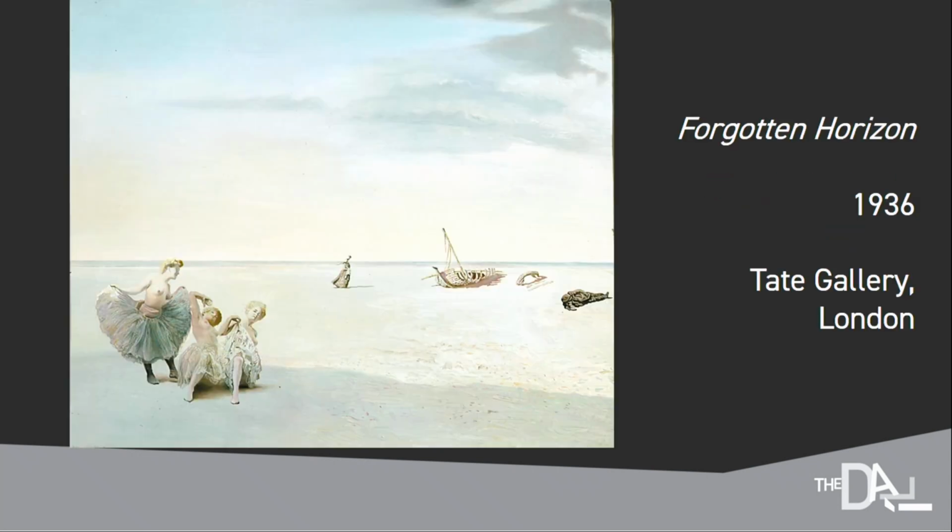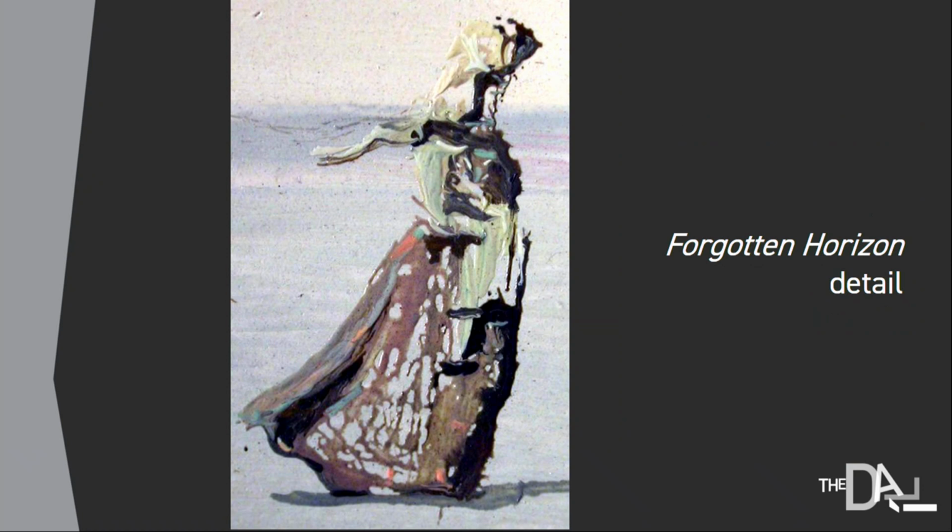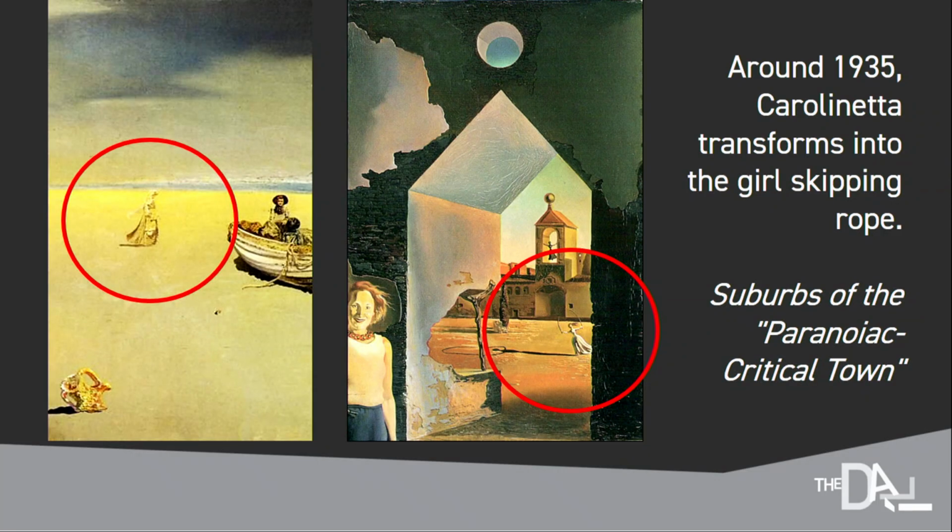And then in Forgotten Horizon from the Tate Museum, you have these very curious ballerinas, but of course, in the background, there's the haunting ghost of Carolineta. And then what I would argue is that somewhere around 1935, cousin Carolineta starts to become the girl skipping rope. She's another apparition, another thing that suddenly does not make sense, because you see the bell tower back here has exactly the same shape as the girl skipping rope here. And that was the bell tower on Dalí's sister's school that he remembered from childhood. He remembered how much it resembled a girl skipping rope.